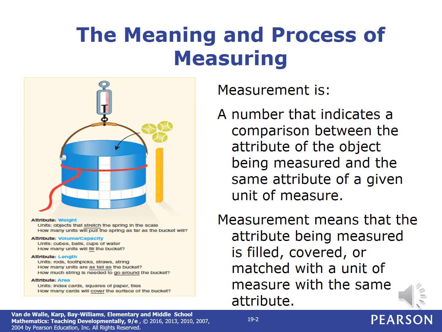Technically, a measurement is a number that indicates a comparison between the attribute of the object being measured and the same attribute of a given unit of measure. So we know that length might be measured in inches or meters, and volume might be measured in liters, for instance. So the attribute and the unit of measure correspond.